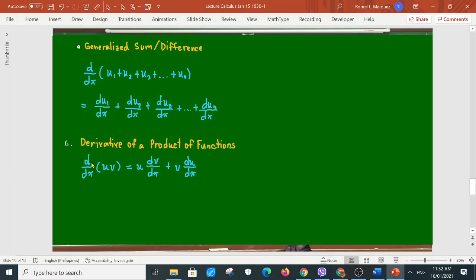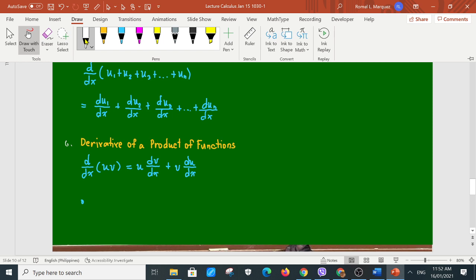Okay? So if you have three functions, you can differentiate by considering the first, or the last two factors, as your second function.